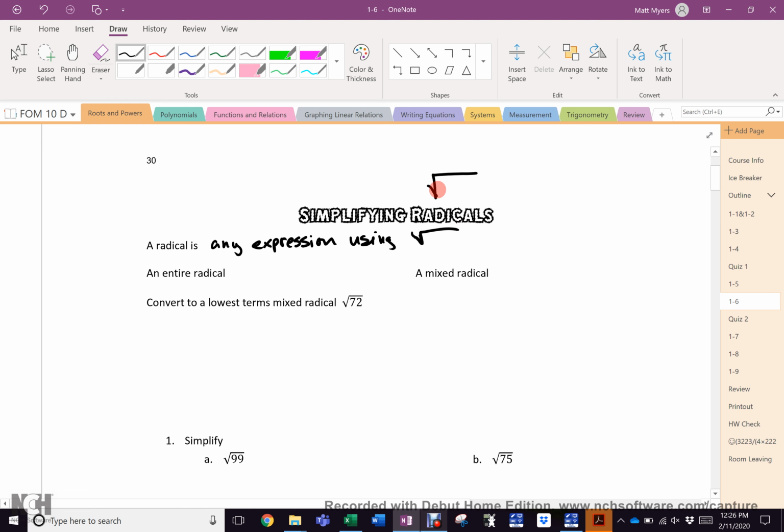If you see this symbol, doesn't matter what else you see, you are going to be dealing with radicals and following these rules. Okay? Always. An entire radical. What does entire mean in English? Whole. If it is an entire radical, it is that symbol with something under there. This isn't a hard job. You guys just got to do the rest.